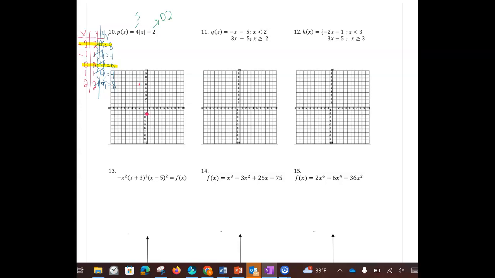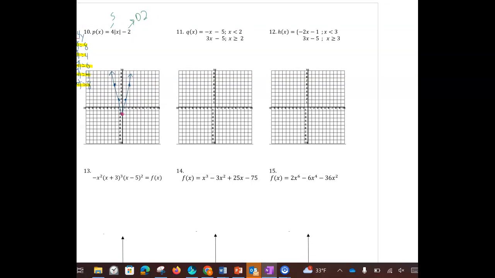Oh, different color. And then again from 0, 0, I'm going to go left 1, up 4. And then I'm going to go right 1, up 4. And finally, I'll go right 2, up 8, and end up right there. And we're going to get this sharp V shape. All right, let's go with number 11.